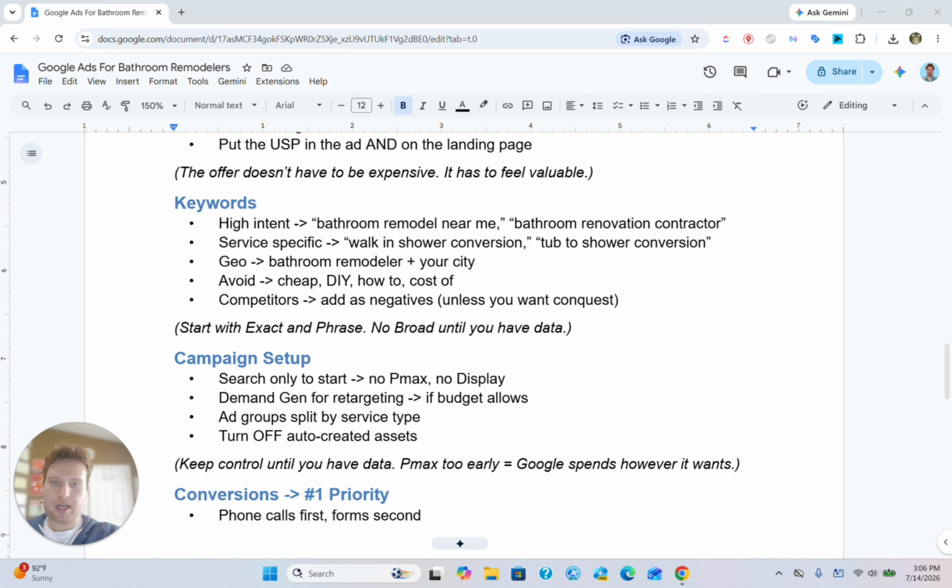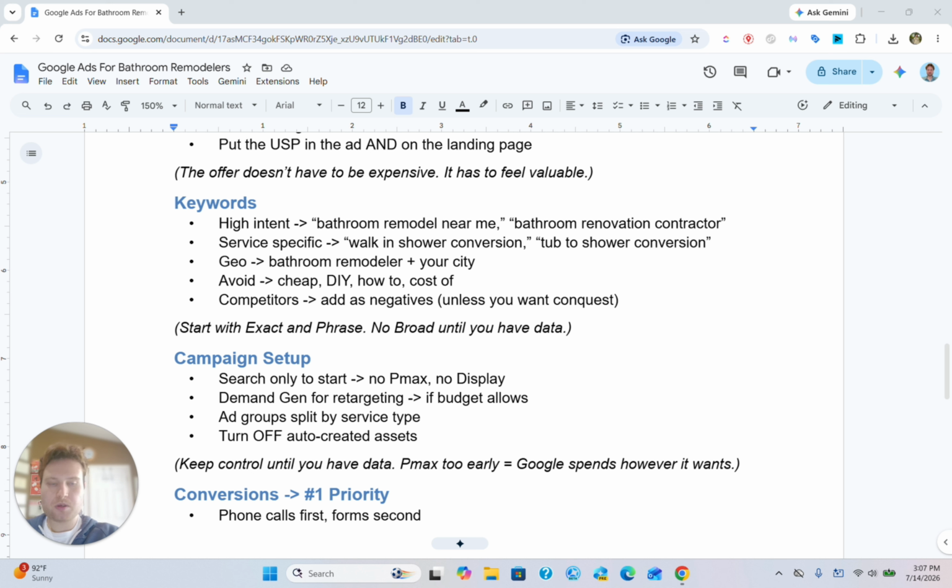Keywords, generally make them high intent. So bathroom remodel near me, bathroom renovation contractor, service specific, geographic. So bathroom remodeler in your city, wherever you are. Avoid terms like cheap, DIY, do it yourself, how to, cost of. When you're ready to scale, you could consider some of the cost keywords, but especially at the start, avoid them.